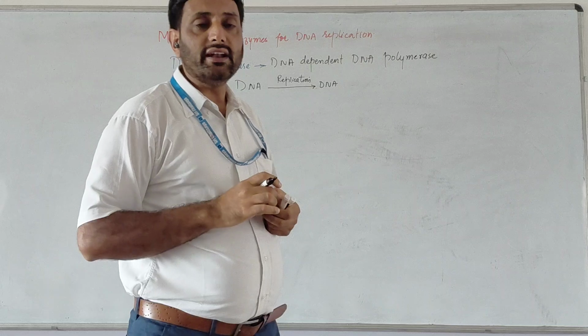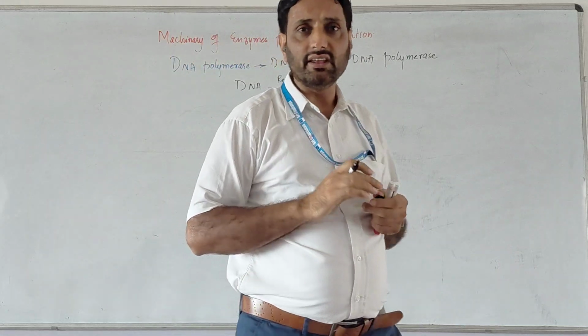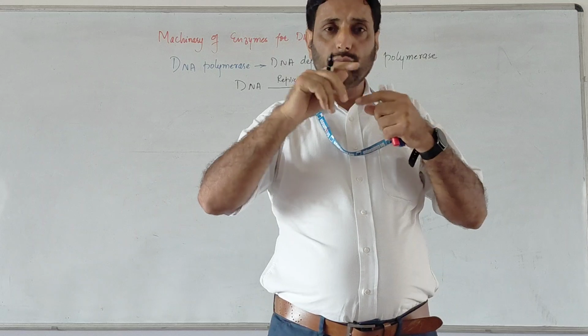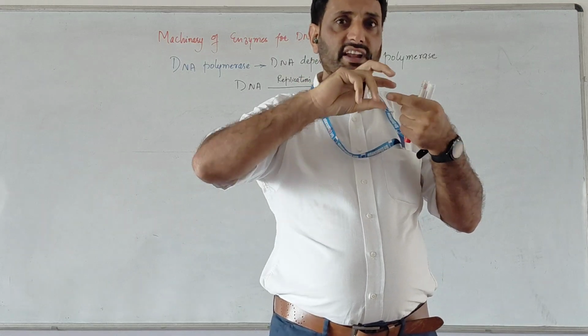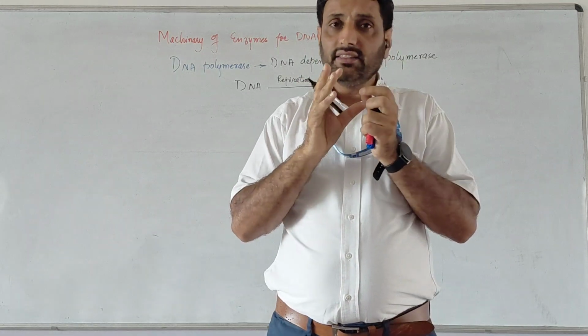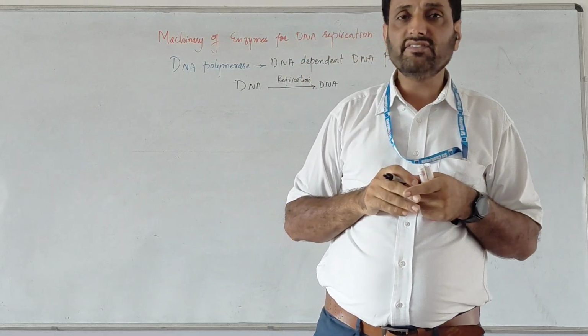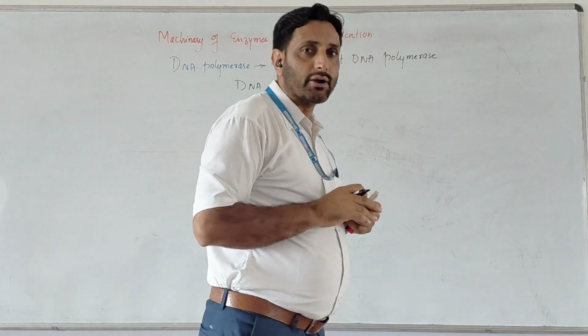And we know that DNA is in a helical structure. It is like a coil-like structure. Have you seen a rope? In a rope there are two strands. These are intertwined with each other, and they are held fixed to each other by hydrogen bonds.